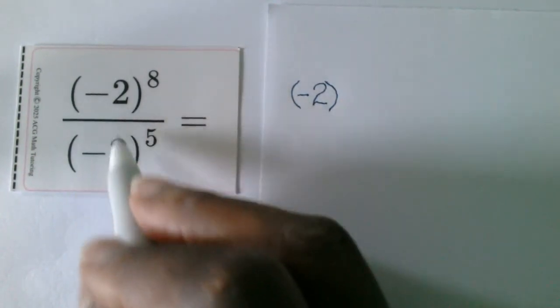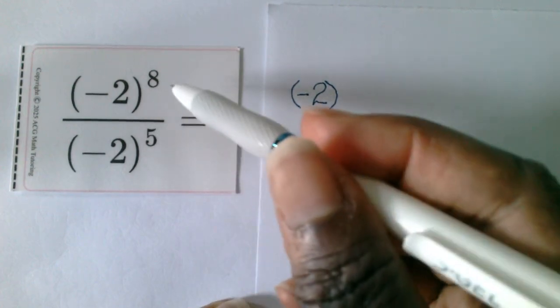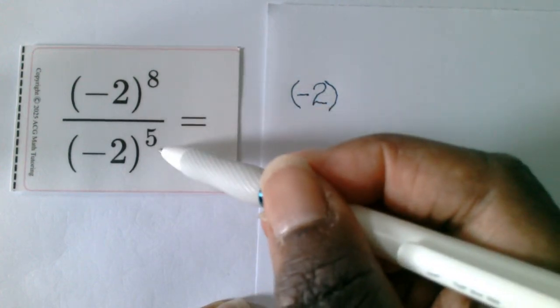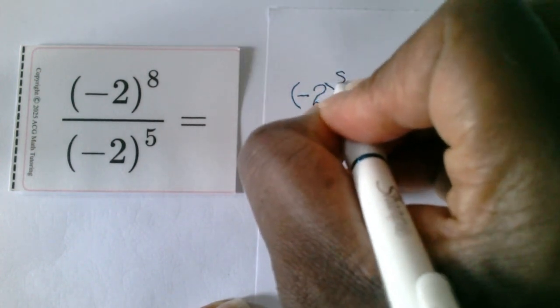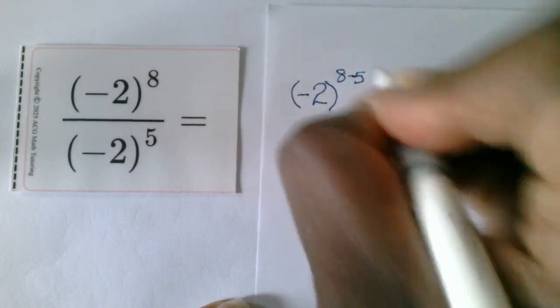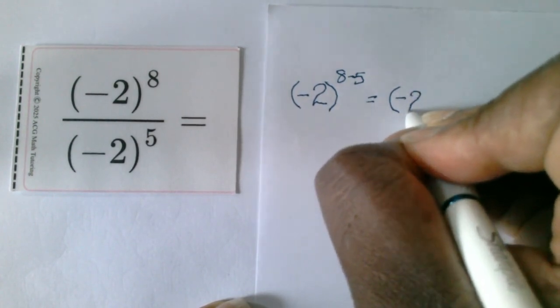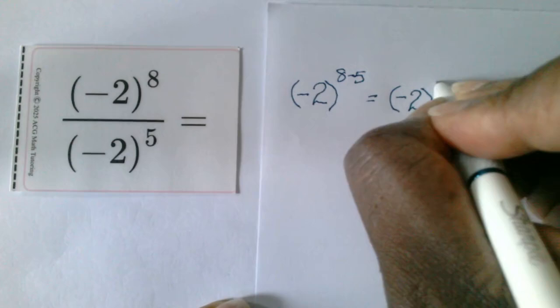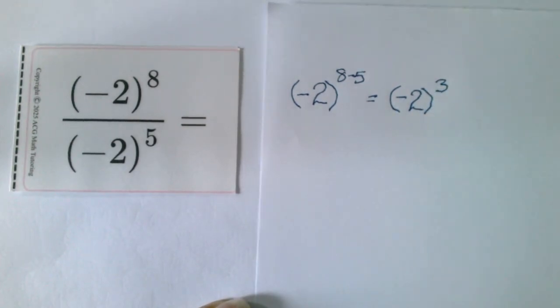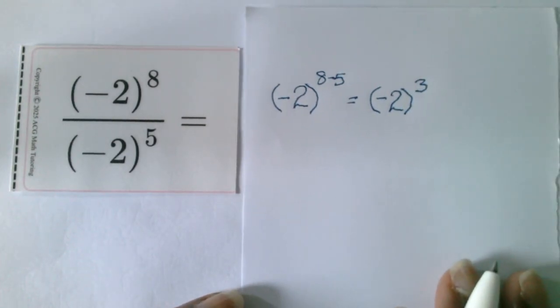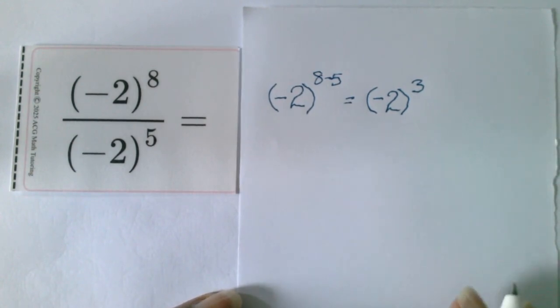When they have the same base and you're dividing, you're actually subtracting the exponents. So when you're subtracting your exponents, you have your 8 minus the 5. And when we have -2 raised to the third power.